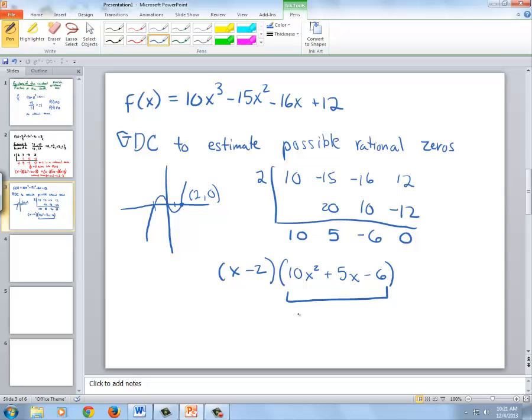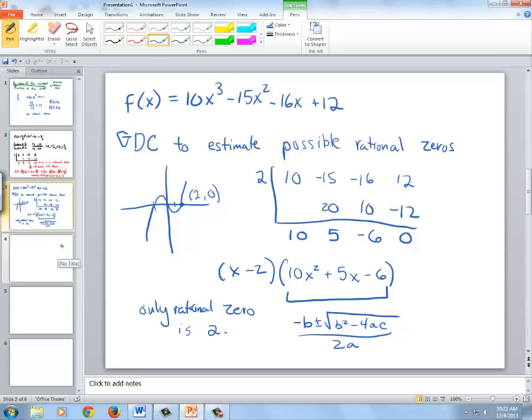Okay, so you can use the quadratic formula, which is negative b plus or minus the square root of b squared minus 4ac over 2a, and find the other zeros. So our only rational 0 is 2. Okay? The rest of it looks like this. All right? So that's synthetic division for you.